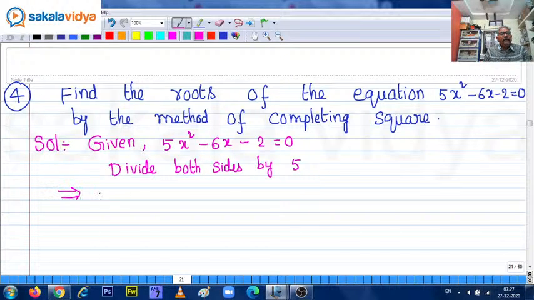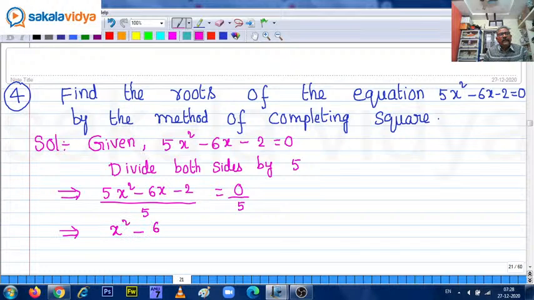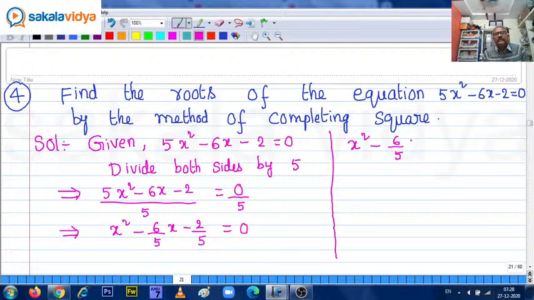Then what do you get now here? 5x square minus 6x minus 2 upon 5 equals 0 upon 5. So this we can write: x square minus 6 upon 5 x minus 2 upon 5 equals 0. Now this can be written like this: x square minus 6 upon 5 x equals 2 by 5.